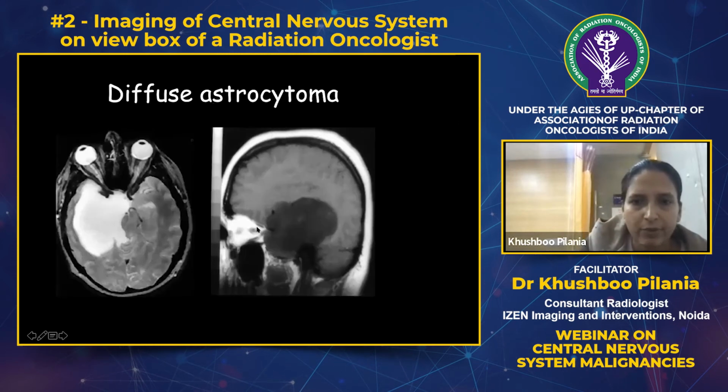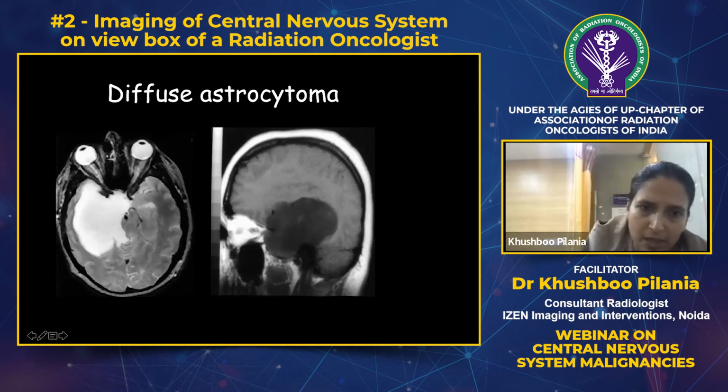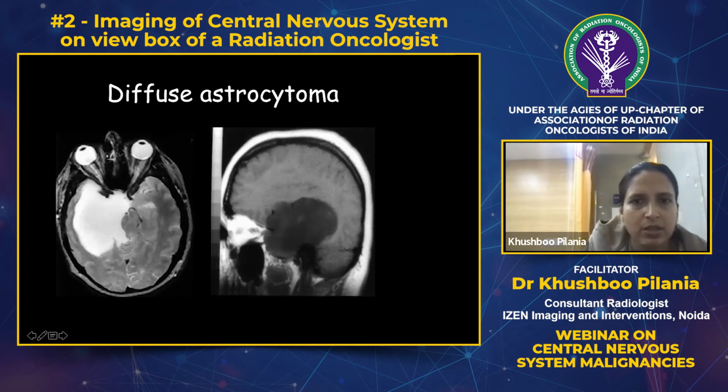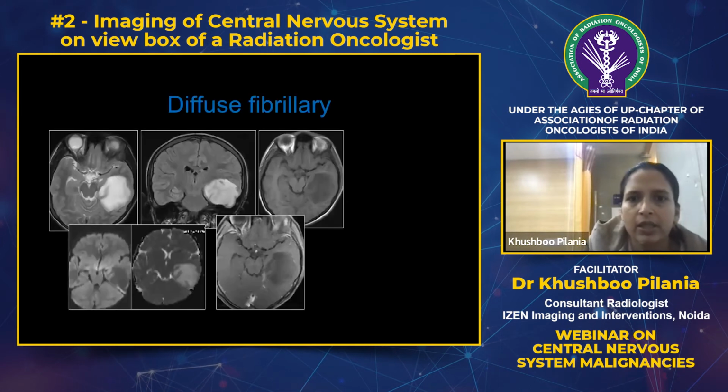And again, we have a diffuse astrocytoma. So you see a large lesion, which did not enhance much. But given the way the infiltration and aggressiveness was, you can see the mass effect on the pons. It is being shifted to the opposite side. So this is a diffuse astrocytoma, the diffuse fibrillary variety of astrocytoma, which also does not show as much enhancement.